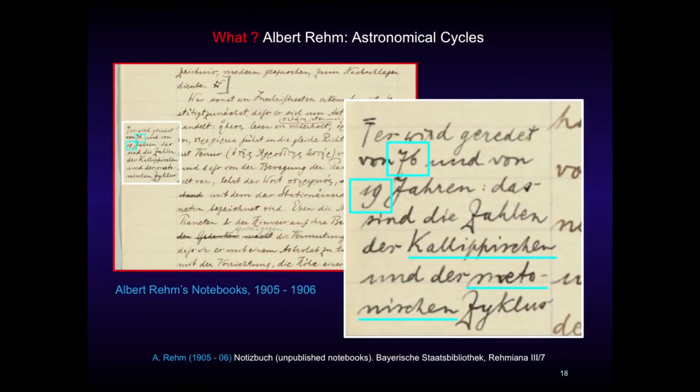This is a page of Rem's unpublished research notebooks. He did publish a couple of papers, but the most interesting work that he did remained in his unpublished research notebooks. They're a goldmine of interesting ideas and thoughts. And I've highlighted a marginal note there, and you can see the numbers 76 there and 19, and the word Calippic and the word Metonic.